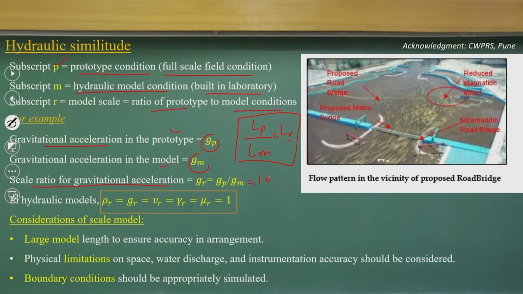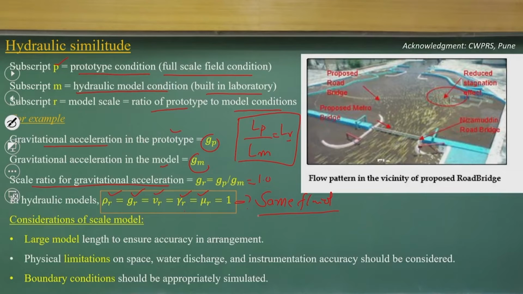So, the basic properties like density ratio, acceleration due to gravity ratio, dynamic viscosity, kinematic viscosity, and unit weight ratio all become 1. The condition is that we are using the same fluid. So then our model ratios will be the same.